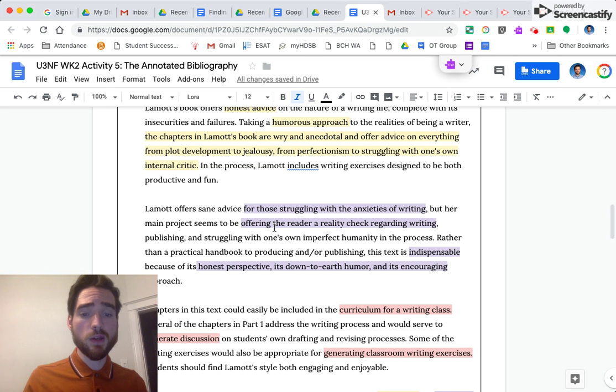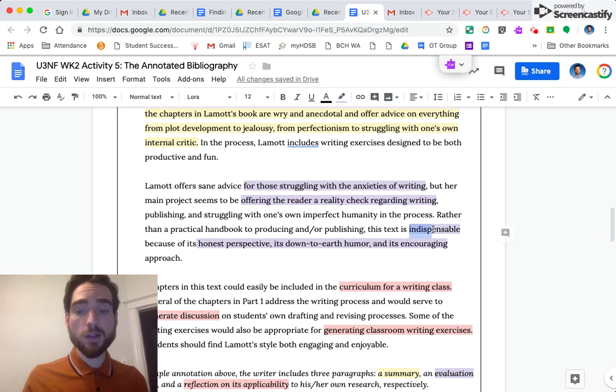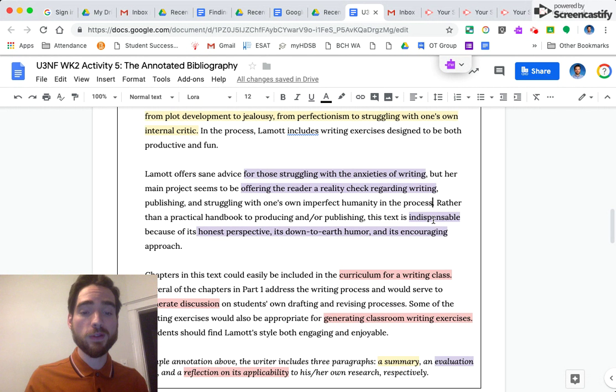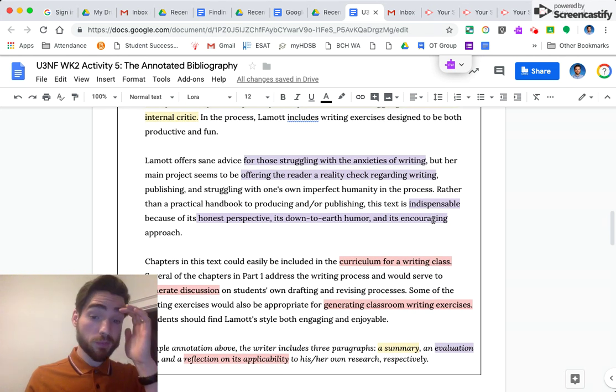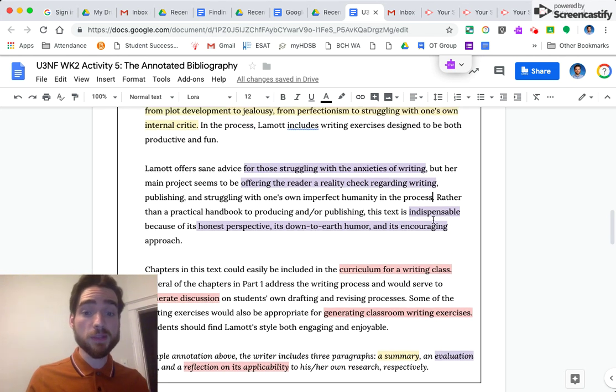This paragraph also says that it is offering the reader a reality check regarding writing, so we can tell that this is possibly a good book because it is more grounded than other writing tools. And then we have words like indispensable, which really communicates that this is a book that needs to be used, that you shouldn't get rid of it. So check out those highlights to see what we're looking for in an assessment.